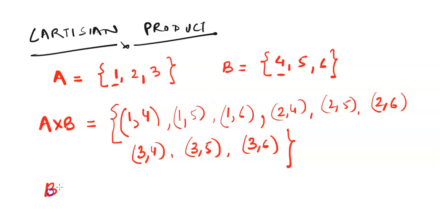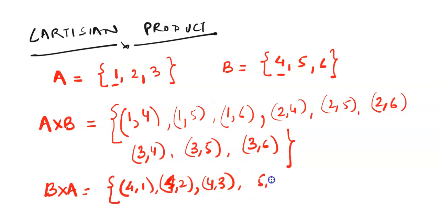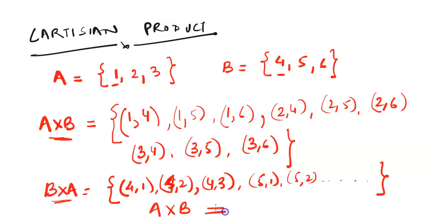Right? Similarly, B cross A would be the opposite, right? So 4 comma 1, 4 comma 2, 4 comma 3, 5 comma 1, 5 comma 2, and so on. Clearly, A cross B is not equal to B cross A.